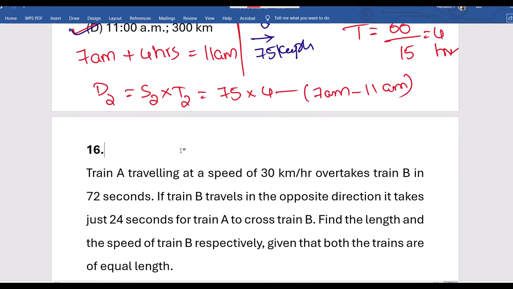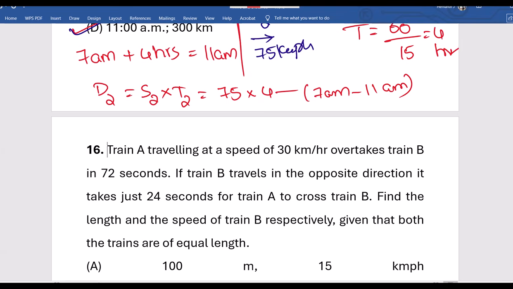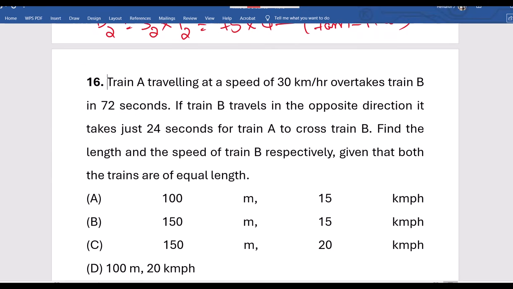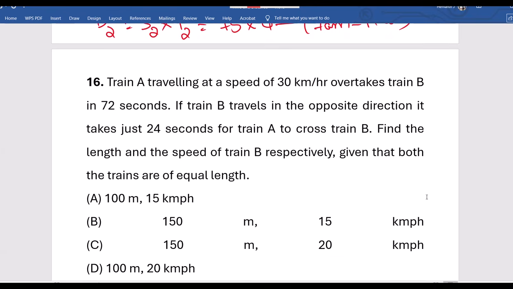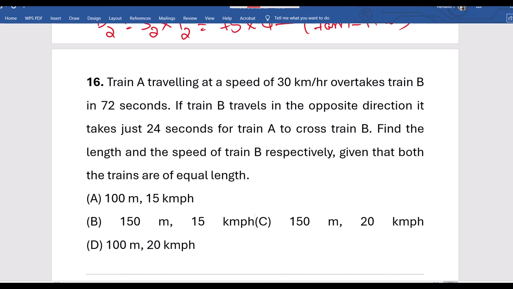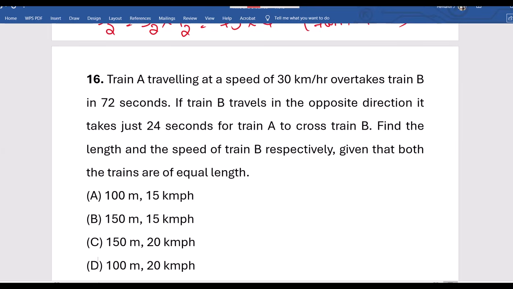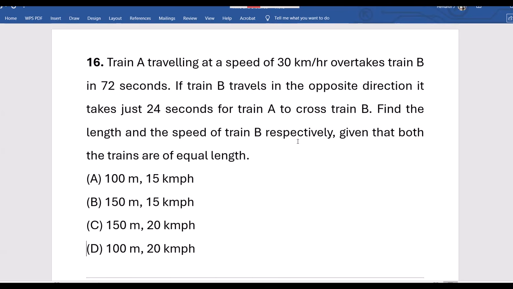Now the next question is also on problems on trains. A train at a speed of 30 km per hour overtakes train B. Okay, fine. Train B travels in the opposite direction, and takes just 24 seconds for train A to cross train B. Now see the question. You need to calculate the length and speed of train B. Both trains are of equal length.